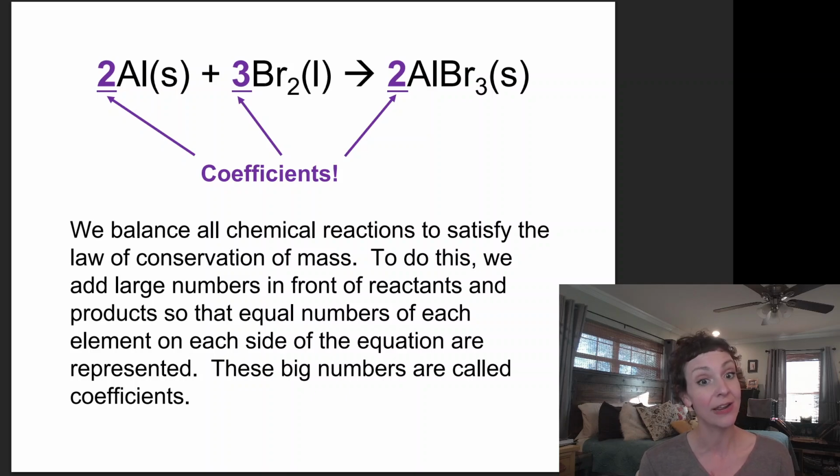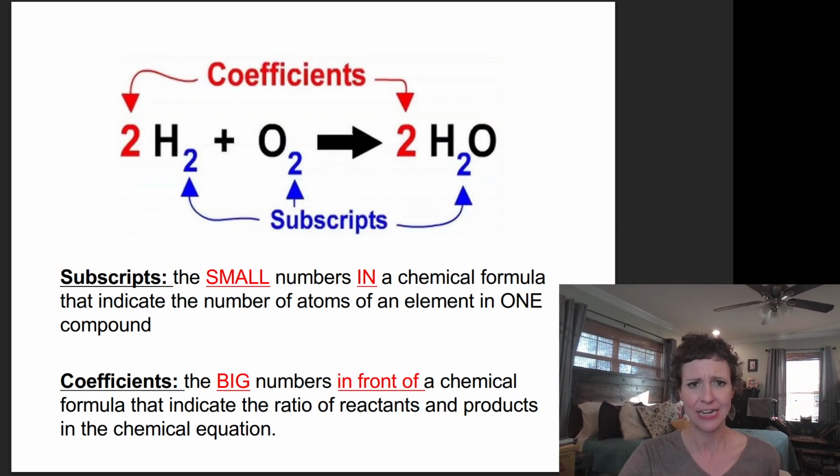To do this, we add large numbers in the front of reactants and products so that equal numbers of each element on each side of the equation are represented. These big numbers are called the coefficients. So we're seeing lots of numbers in here. I'm kind of getting a little nervous.